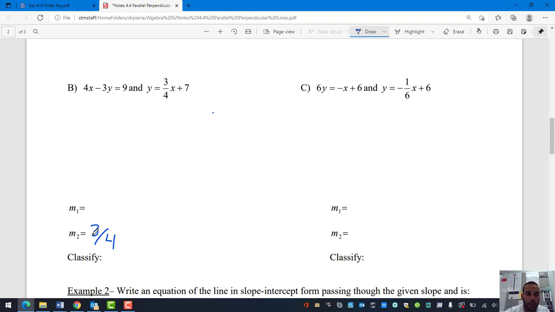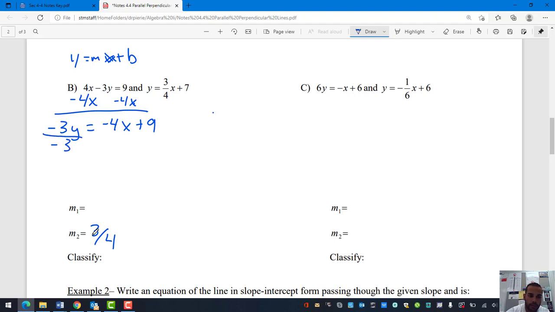So we want to get it in slope-intercept form. We want to make it look like y is equal to mx plus b. So let's go ahead and do that. Let's isolate y. Let's get y all by itself. So the first thing I'll do is I'll subtract 4x from both sides. And I'll be left with negative 3y is equal to negative 4x plus 9. And then to get y by itself, I need to divide my entire left side by negative 3 and my entire right side by negative 3.